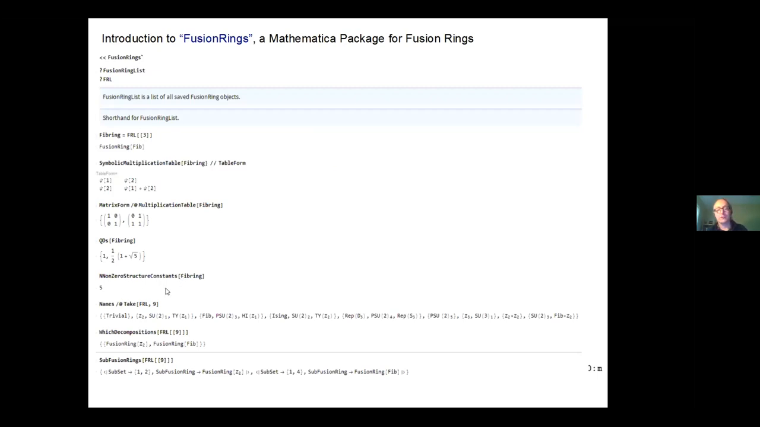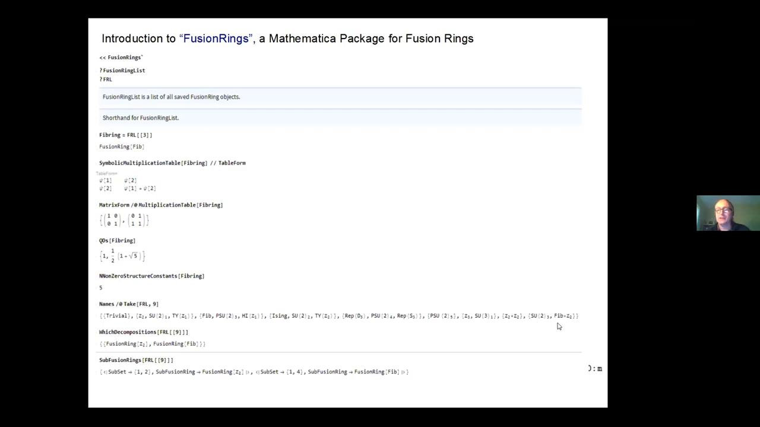We can calculate the number of non-zero structure constants. We can also do some more interesting stuff. First of all, here are the first 9 rings in the table, with their names, and we can add more names if we want to. The names don't really mean anything.